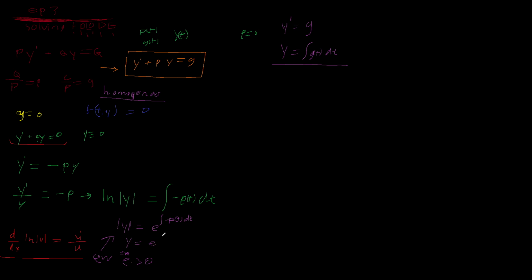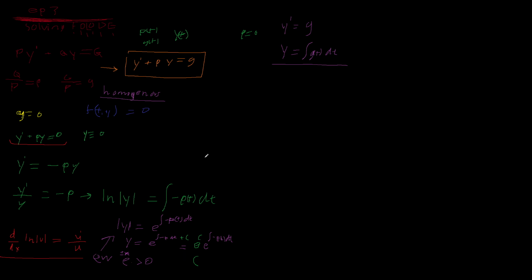y equals e to this integral. And then one more thing is that we have this integral, so we want to add a plus c here. But this plus c, we can take our exponent rules, and so we can actually write e to the power of c times e to the power of our integral. Right? And this is also a constant, so we can just say that this is a constant.